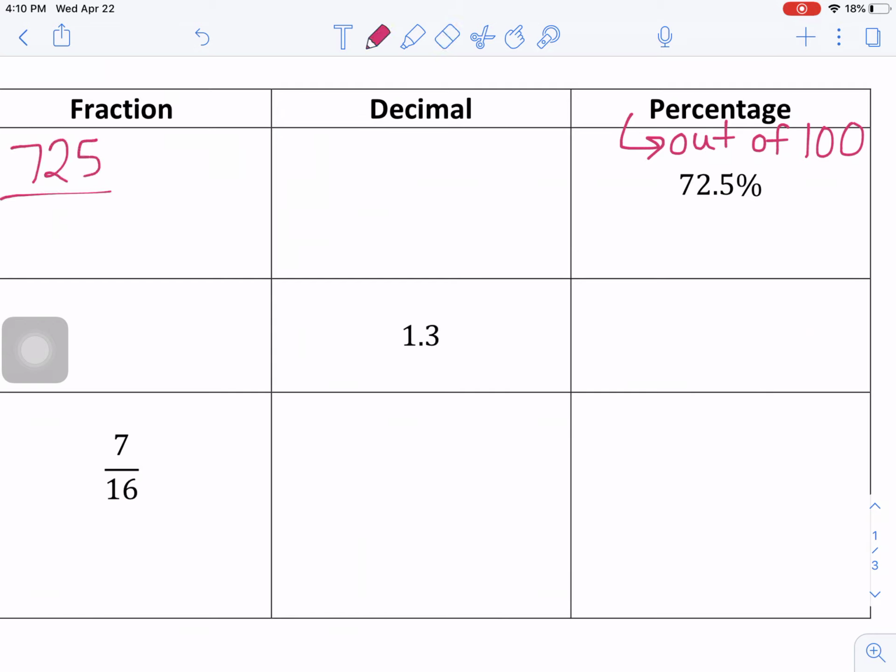725 out of 1,000. You might look at that and think I could divide by 5, because I see that the last digit in the numerator and the denominator, a 5 on the top and a 0 on the bottom, is a prime candidate to divide by 5. So we could do that and then divide by 5 again. Or I'm noticing that I can divide top and bottom both by 25. And this gives us 29 over 40. So that's my fraction in lowest terms.